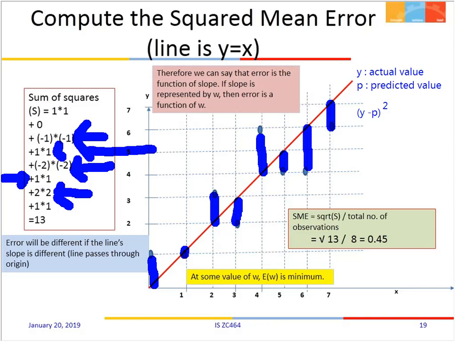Right now I am not typing anything, Tanveer. I just typed y minus p in modulus. That was the last.